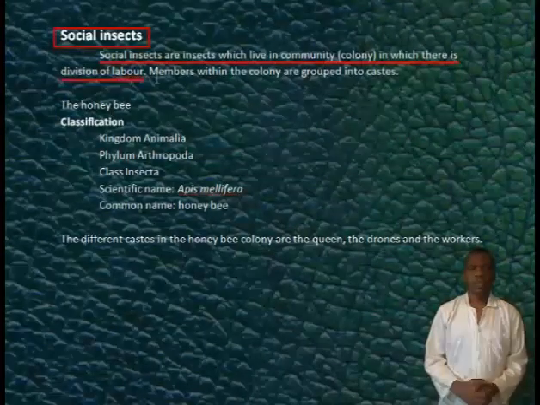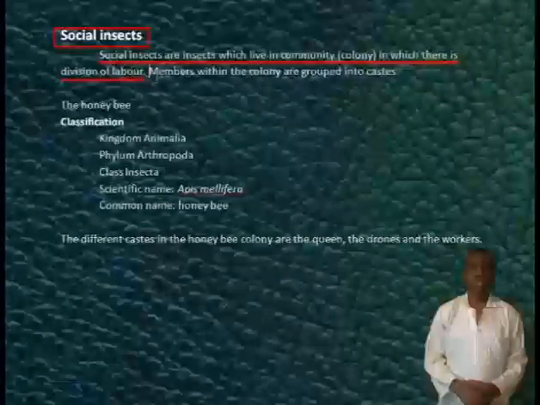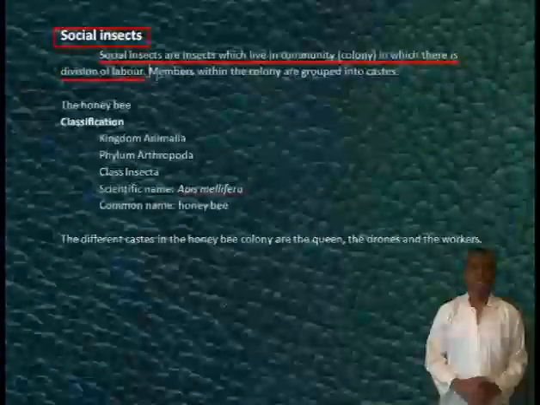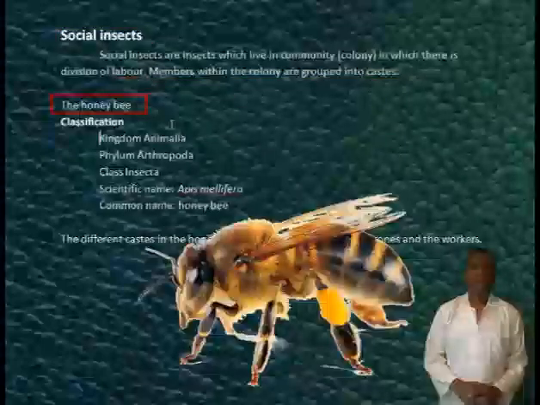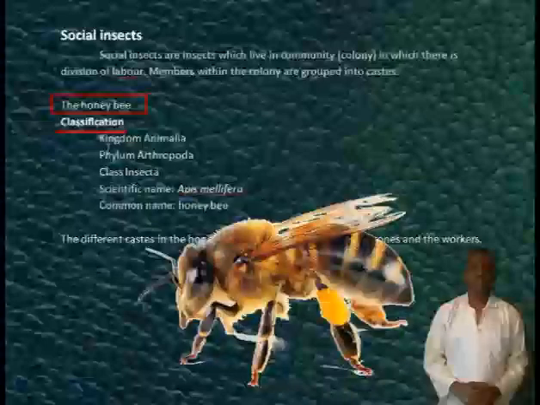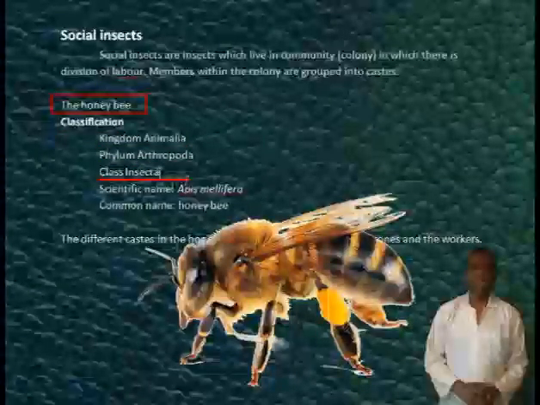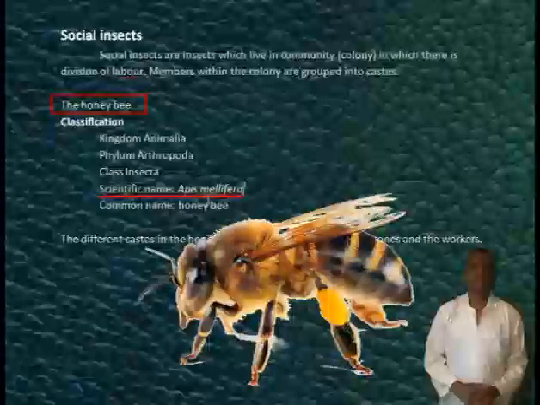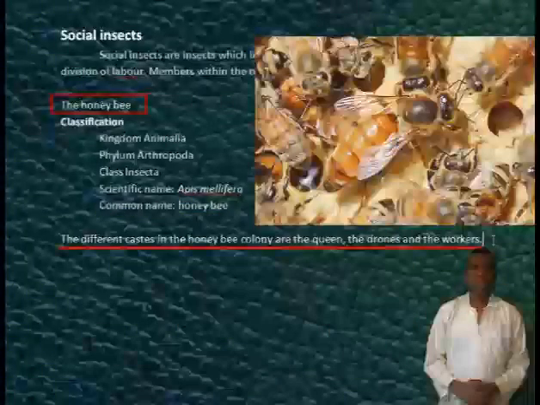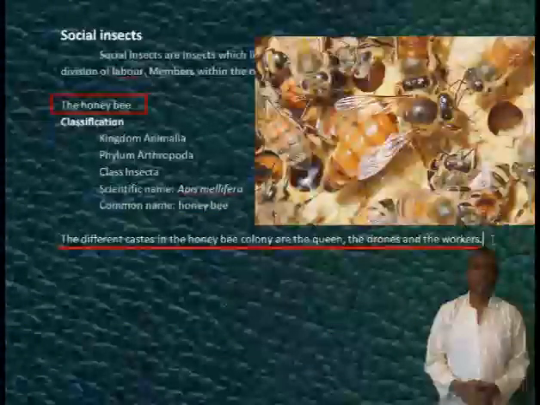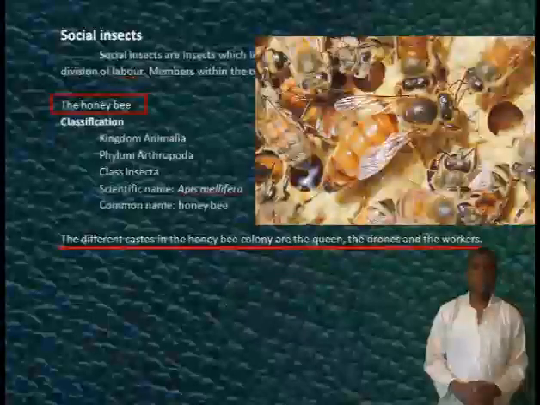Social insects. Social insects are insects which live in community, that is colony, in which there is division of labor. Members within the colony are grouped into castes. The honeybee, classification. Kingdom Animalia, phylum Arthropoda, class Insecta, scientific name Apis mellifera, common name honeybee. The different castes in the honeybee colony are the queen, the drones, and the workers.